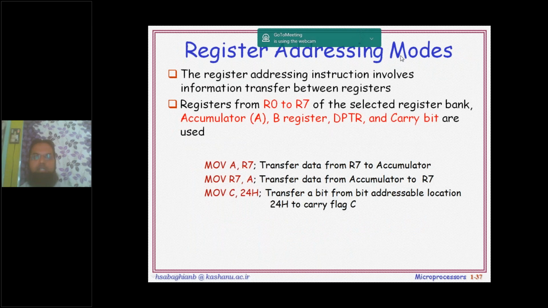And register addressing mode. In this register addressing mode, the data is being carried by the registers. You can observe the examples here. MOV A, R7: the data in the R7 register is moved to the accumulator. MOV R7, A: the data of the accumulator is carried over to R7. MOV C, 24: the data bit of location 24 is carried over to the carry flag. With respect to the carry flag, this is register addressing mode. With respect to this address, this is direct addressing mode.